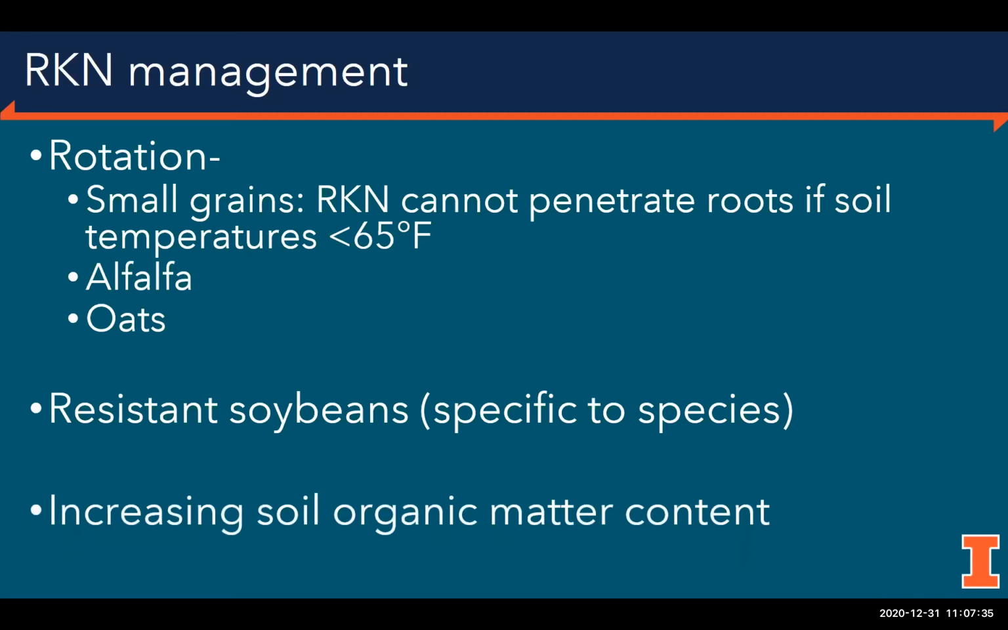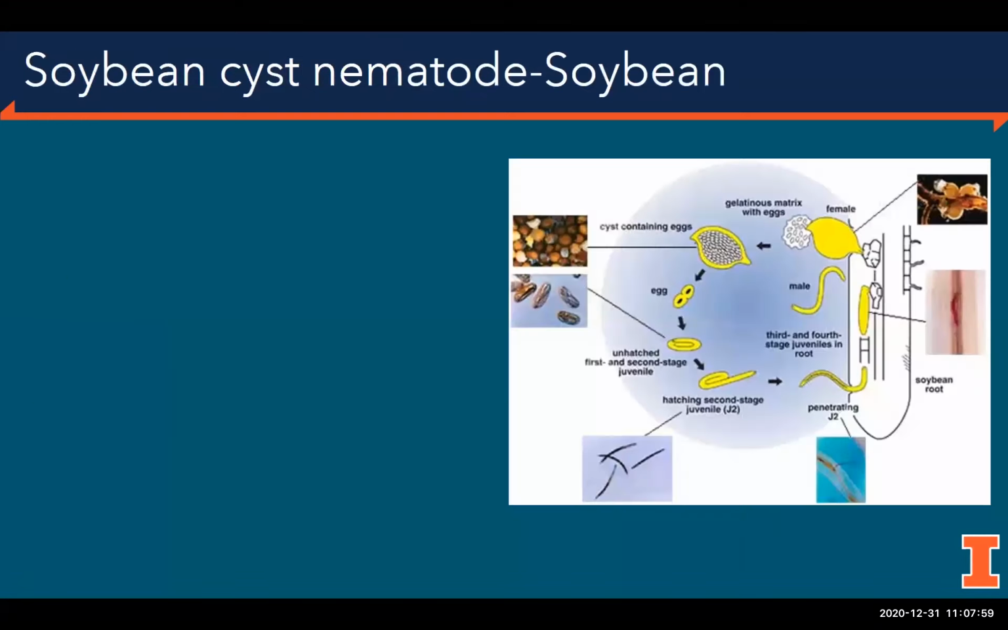Anything you can do to increase soil organic matter content. A lot of these are going to be similar for a lot of the different species. Anything you can do to improve soil health or organic matter will increase the diversity of the microbes and other things in the soil that can compete with the pathogenic nematodes for resources and potentially feed on the nematodes and/or their overwintering structures like cysts and eggs and things like that.